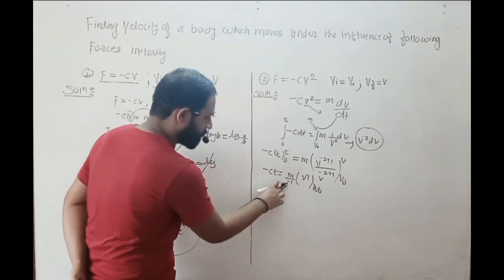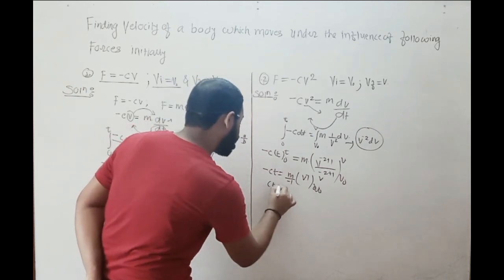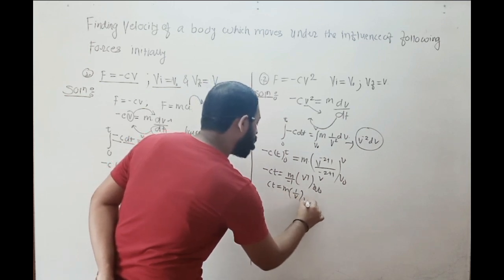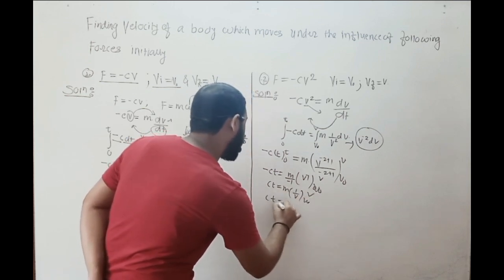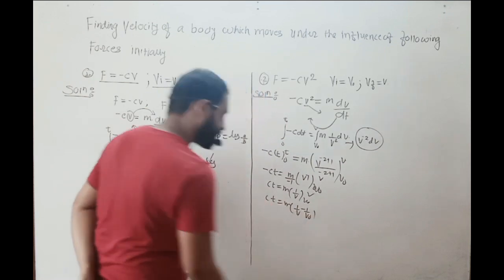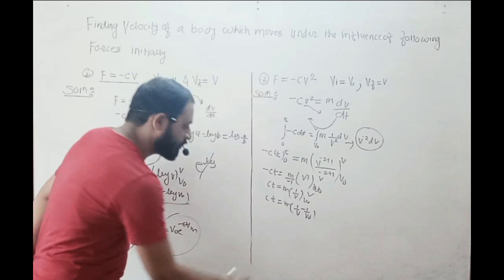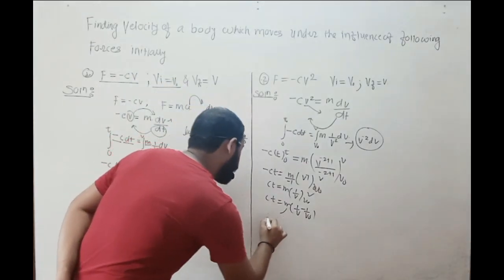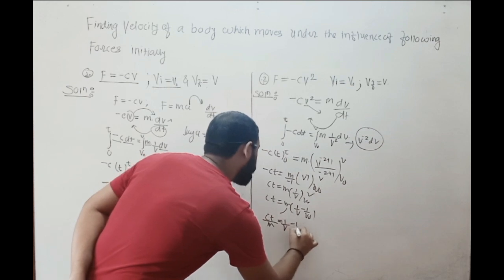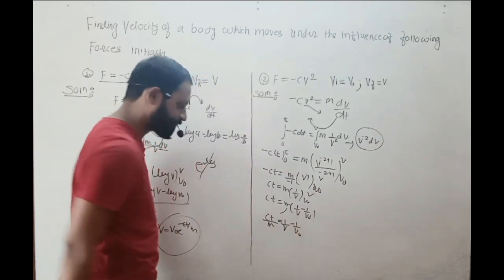See here, minus minus get cancelled. Ct equals m (1/v − 1/v0). Ct = m(1/v − 1/v0). Any problem? No. Shift this m here. Therefore Ct/m = 1/v − 1/v0.